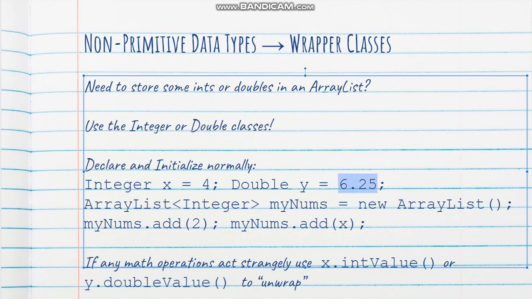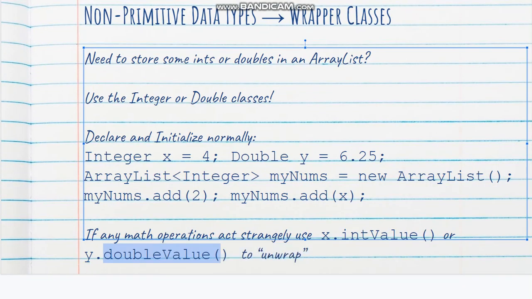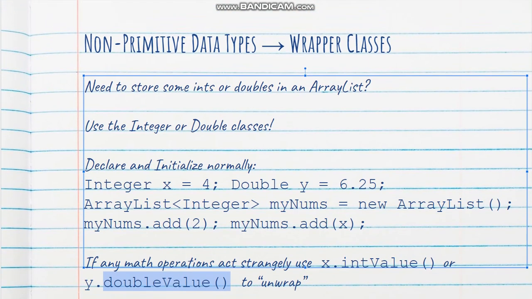So to declare and initialize, you just do it normally. To add it to the list, you can do it normally. And then if you're trying to do math, you just remember these two methods, depending on whether you're dealing with whole numbers or decimal numbers, to try to unwrap the value if you're not being able to use it the way you wanted to. Okay, so those are all of your notes.